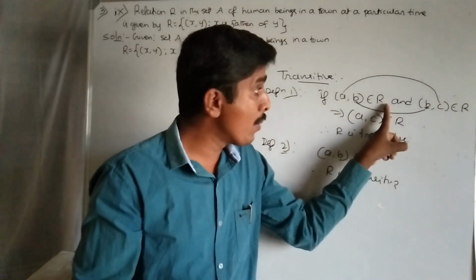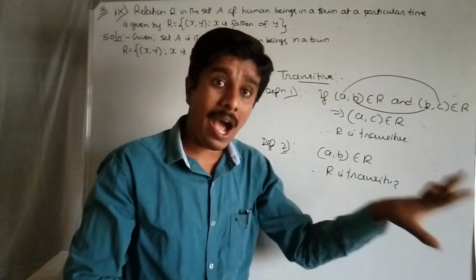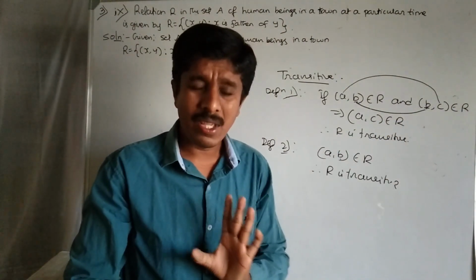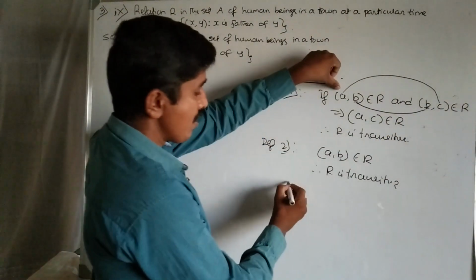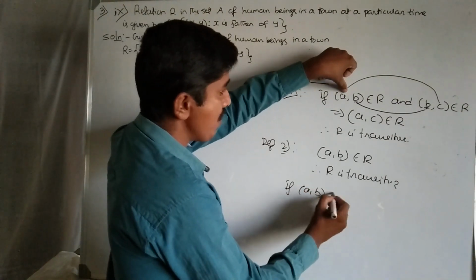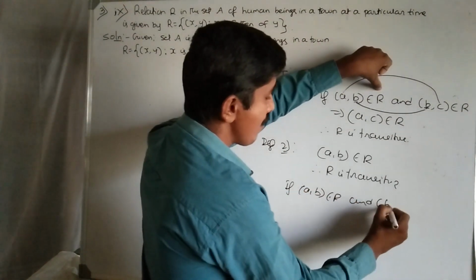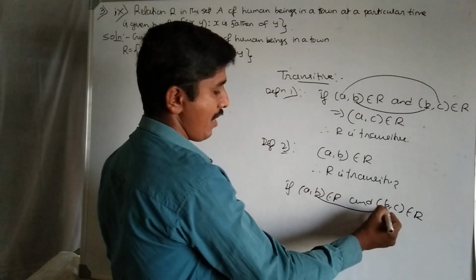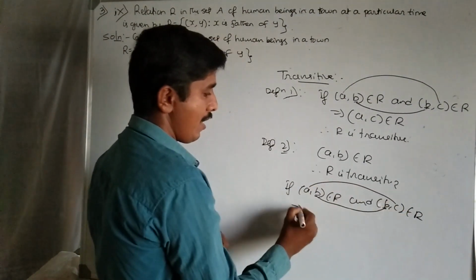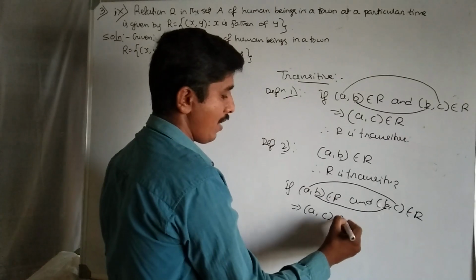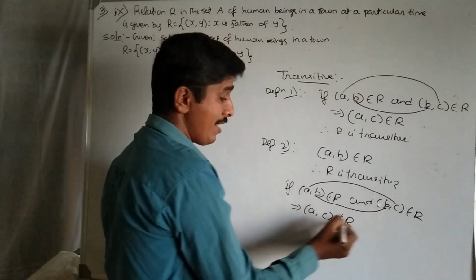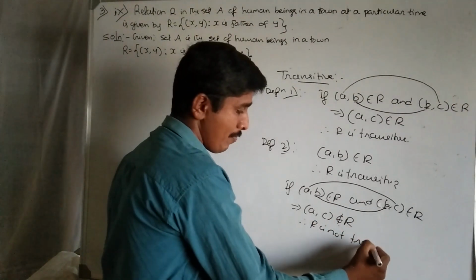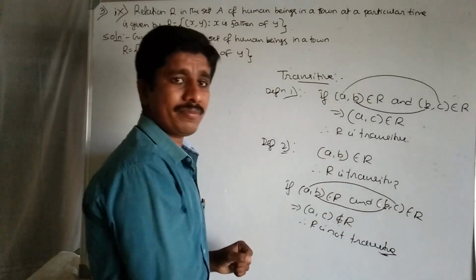Suppose (A, B) belongs to R and (B, C) belongs to R, then (A, C) belongs to R means it is transitive. In which case is it not transitive? Suppose (A, B) belongs to R and (B, C) belongs to R, the second element equals the first element, but (A, C) doesn't belong to relation. In this case R is not transitive. R is not transitive. This is the definition.